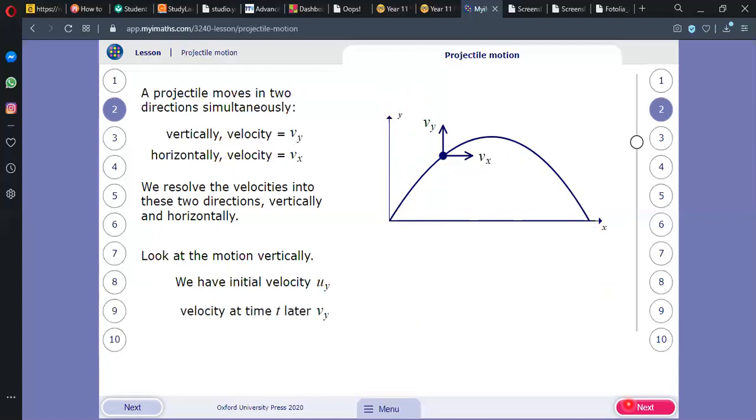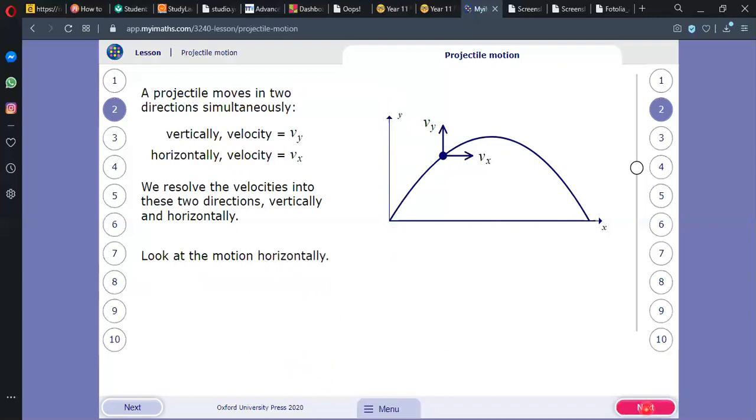Velocity at time t later, okay? That's not the initial anymore. That's not the velocity that it started with. That's a later velocity, which we use v to represent. So vy in the vertical direction is a later velocity in time. Acceleration due to gravity, 9.8 meters per second squared. We also have displacement, which talks about the distance that was covered vertically. That is why it is called sy.